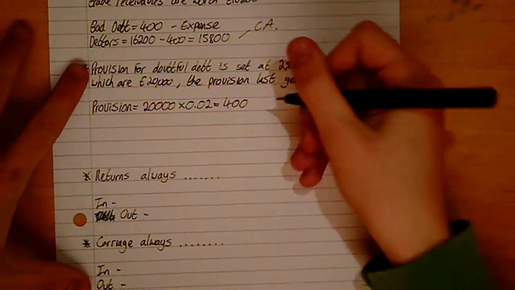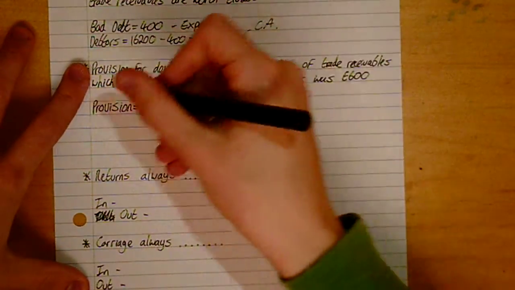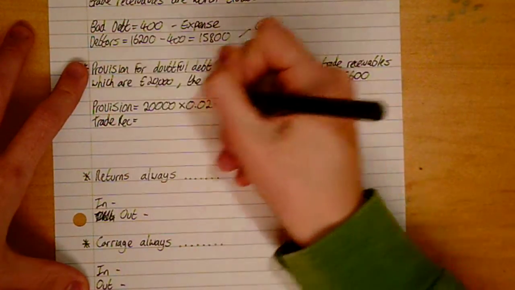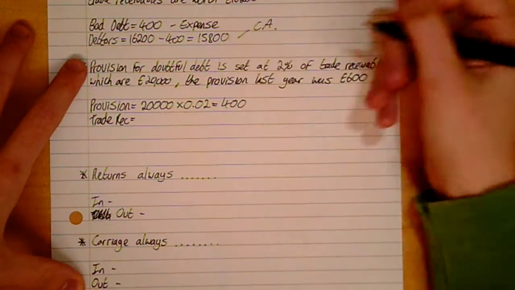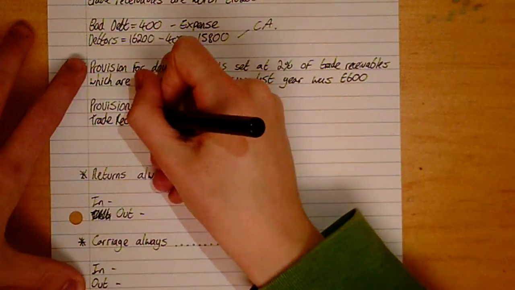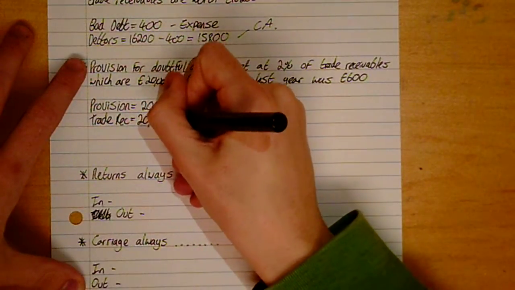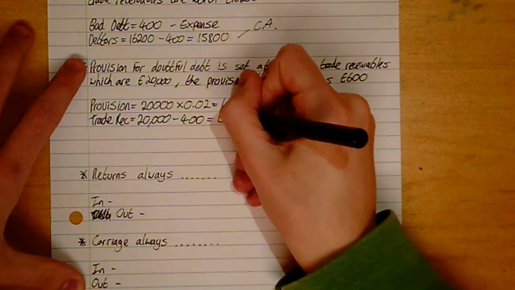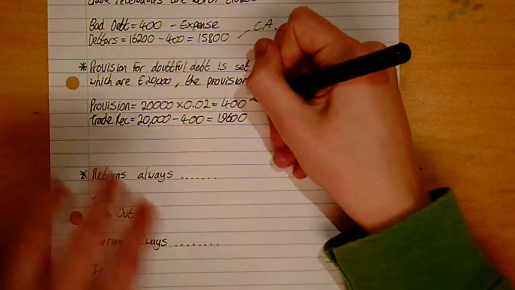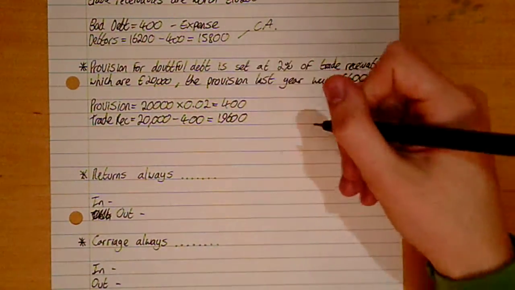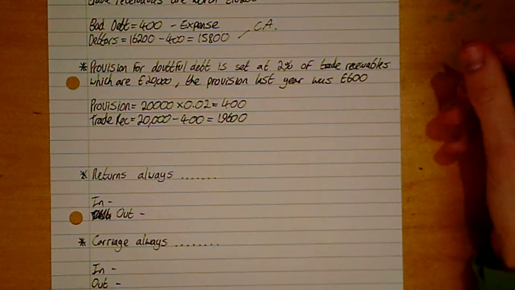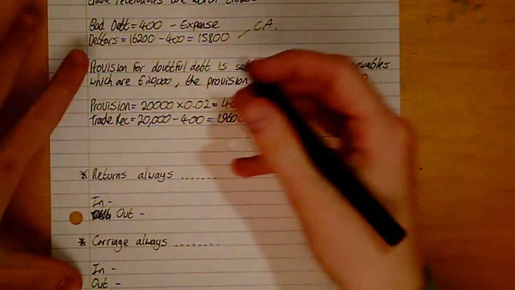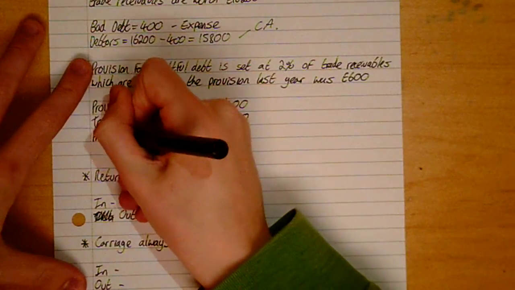So what does this provision do, this 400? Well, this is an average. These are the people we think won't pay us, these 400. So via prudence, the accounting concept, we're going to take that away from our trade receivables. 19,600. So the full amount of this year's provision is taken away from your trade receivables. Don't get the other provision involved yet, but now we will. So we need to calculate the provision change.